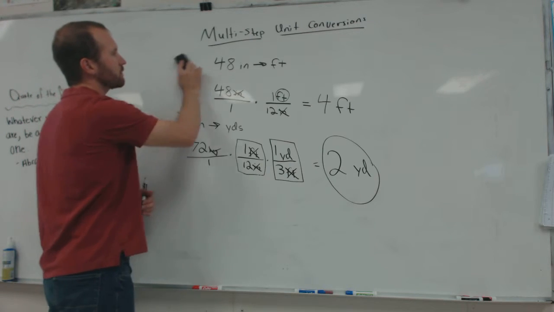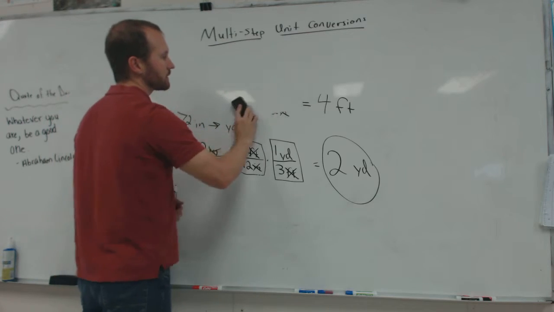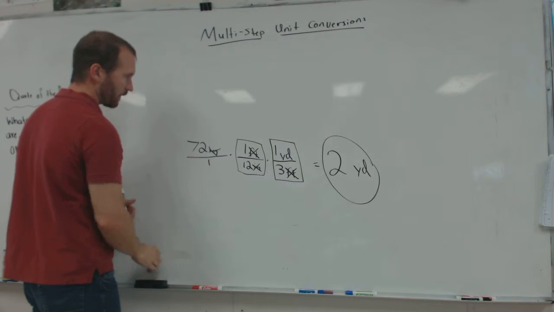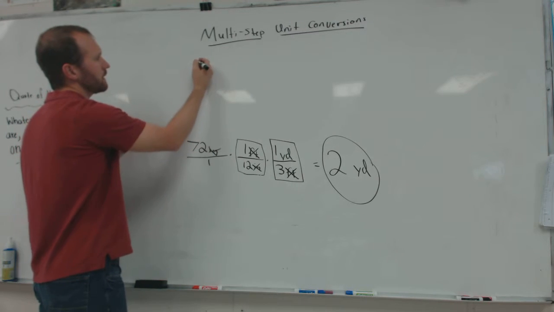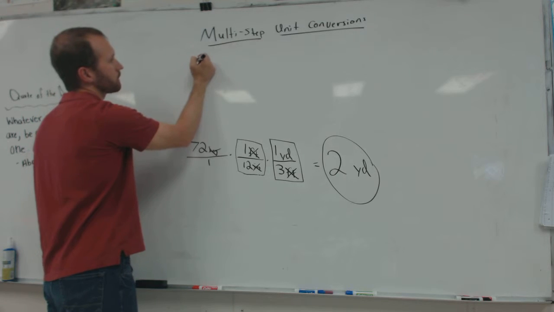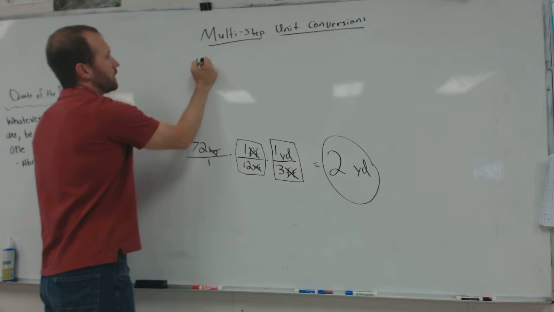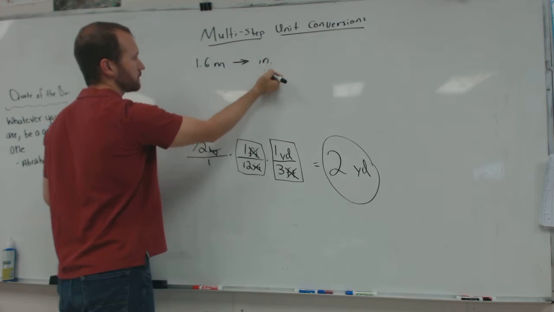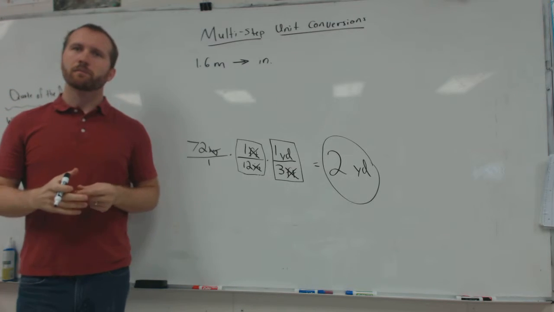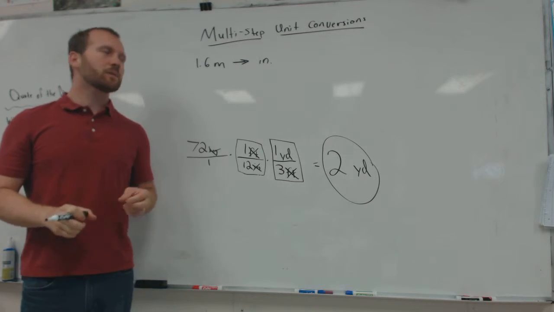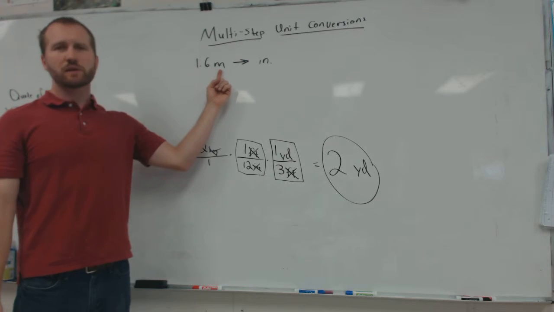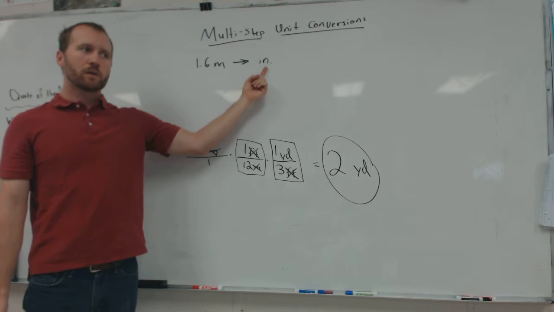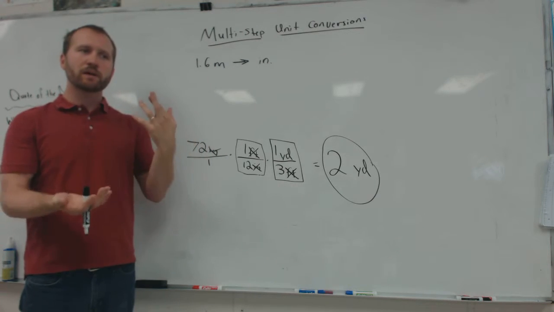So let's take a look at something that's fairly common in this scheme of doing things, which is, someone said, let's convert 1.6 meters to inches. Convert meters to inches. So the first thing we want to think about is this is the metric system, meters, and this is our US system. So we have to think, how do we get from the metric to the US system?